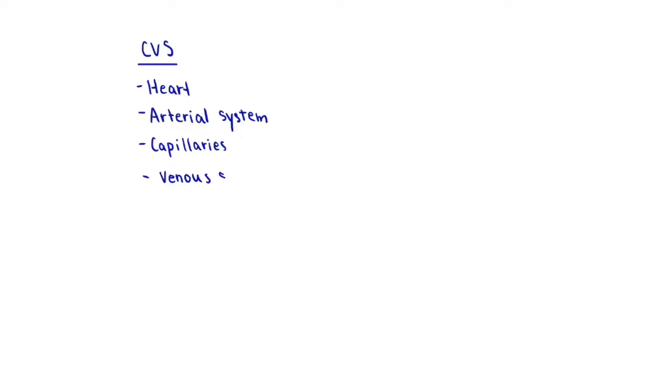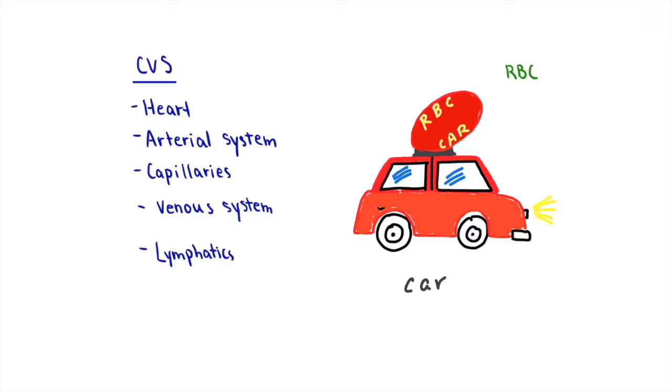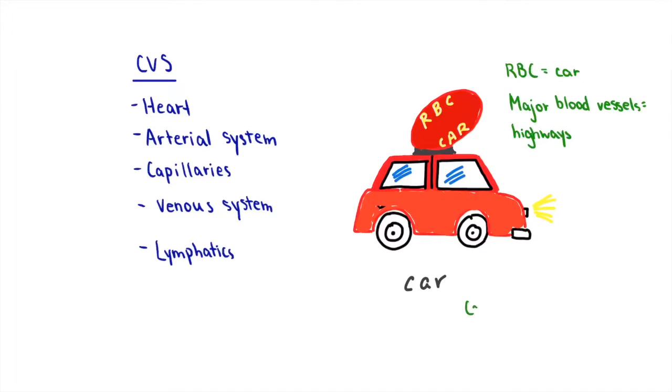The second section of this video is key components of the cardiovascular system. The key components are the heart, arterial system, capillaries, venous system, and lymphatics. The journey of a blood cell around the body can be thought of as a car journey, where the blood cell is the car. The major blood vessels such as the aorta and vena cava act as highways, and the capillaries act as slower country roads to enable diffusion of nutrients into the tissue fluid and waste out of the tissue fluid into the blood.